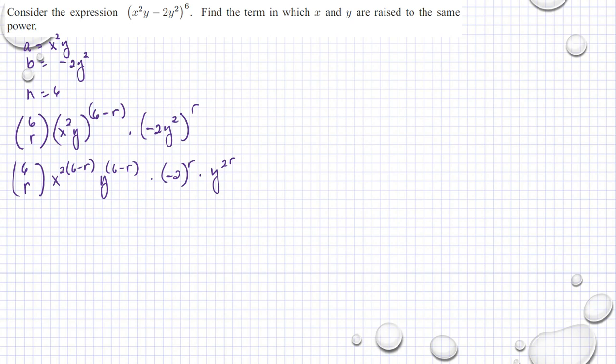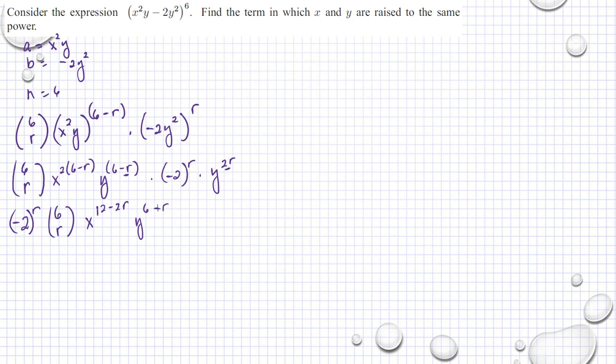Then expanding more, we have negative 2 raised to r, I will put it there because we're not interested in that right now, times 6 taken r, multiplied by x raised to 12 minus 2r, y raised to 6 minus r, and we have 2r there, that means plus r.